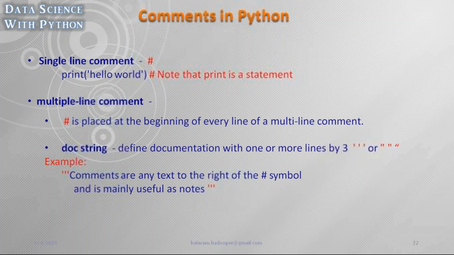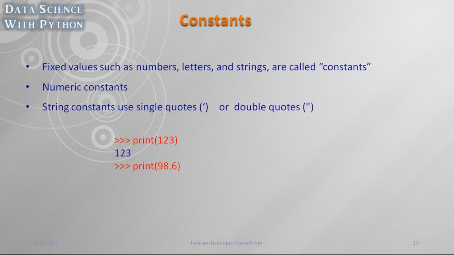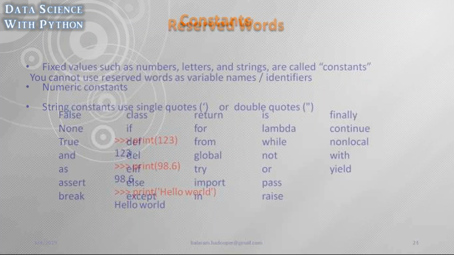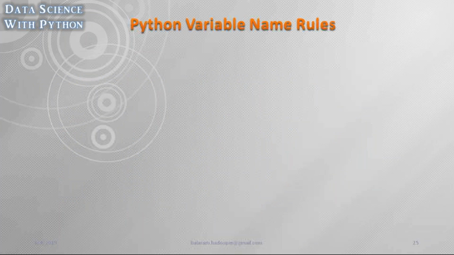Next, constants. There are a number of constants available: numeric constants and string constants. See here, this is a numeric constant, this is a floating point constant, and this is a string constant. We can use these constants. And these are the reserved words. Like all languages, we have reserved words in Python. We will see most of them one by one.